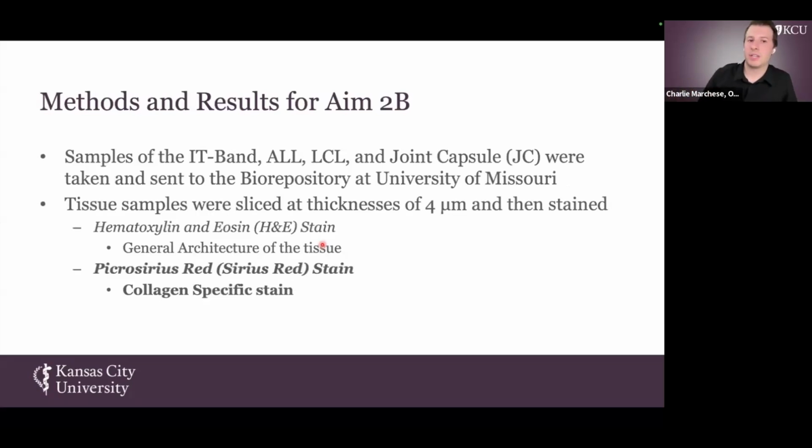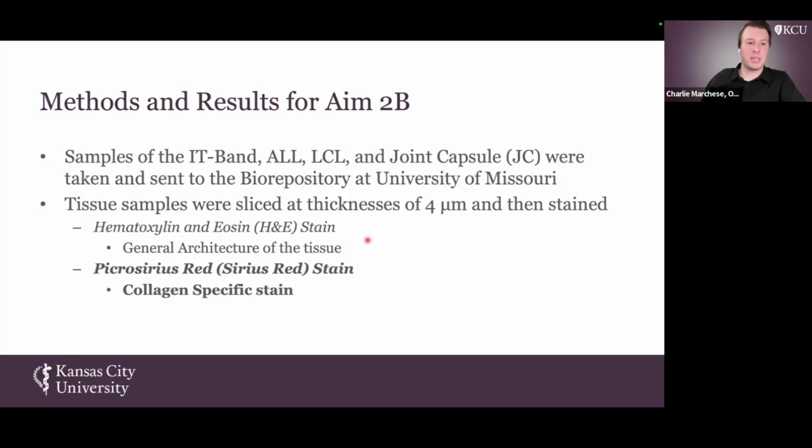While we were dissecting, we took samples of the IT band, the ALL, the LCL, and the joint capsule, and we sent them to the biorepository at the University of Missouri. They were great. What they did was they actually sliced these tissue samples at a thickness of 4 micrometers and then stained them with 2 separate stains. The first one was a hematoxylin and eosin stain, or H&E, and this helped highlight just the general architecture of the tissue. We didn't do any analysis of that. That was just more of kind of a control within our project.